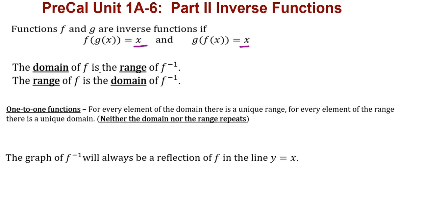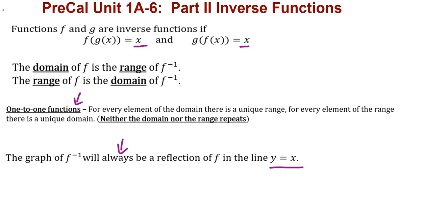The domain of f is going to be the range of the inverse. The range of f is going to be the domain of the inverse. This leads us to the concept of one-to-one functions. For every element of the domain, there's a unique range, and again, for each range, there's a unique domain. Neither the x's or y's repeat. Another little tidbit is that the inverse will always be a reflection of the function f over the line y is equal to x.